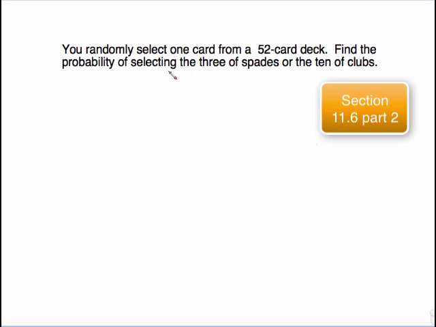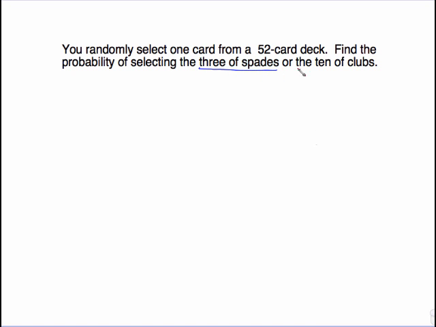Look at some problems. You randomly select one card from a 52 card deck. Find the probability of selecting the 3 of spades or the 10 of clubs. It's an or problem. It will be addition. We have to know, are these mutually exclusive? Yes, they are. The 3 of spades has nothing to do with the 10 of clubs.